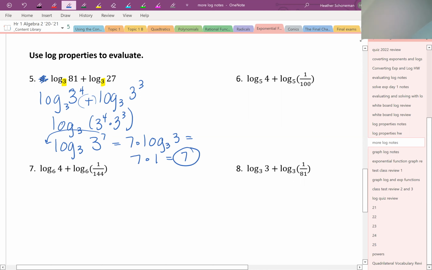For our 2 review days, we're going to continue to practice these log properties and go over them multiple times. This will definitely not be the last time we do them in class.